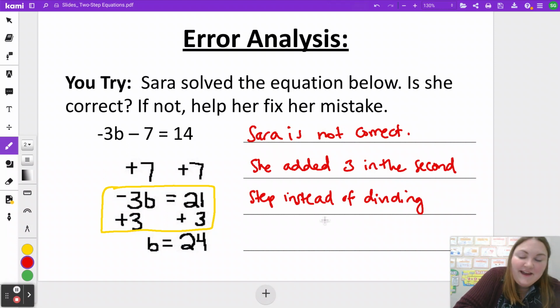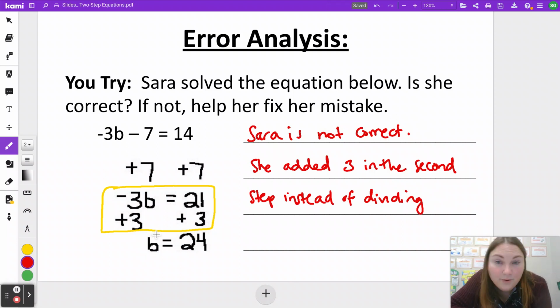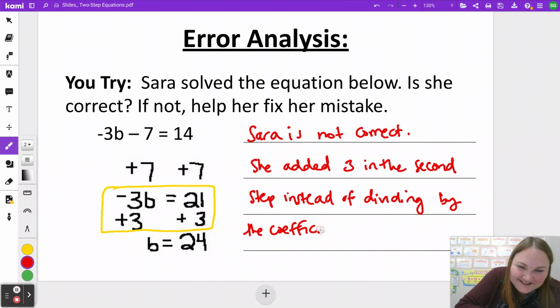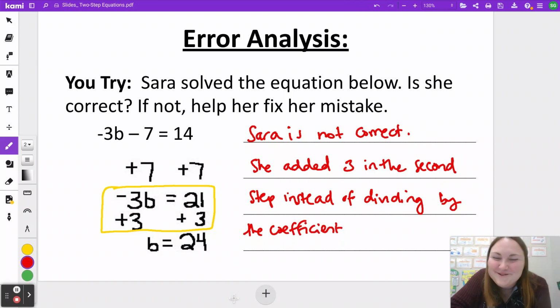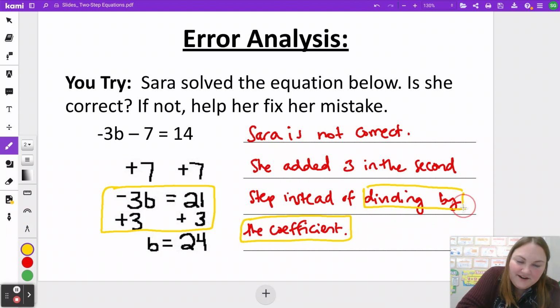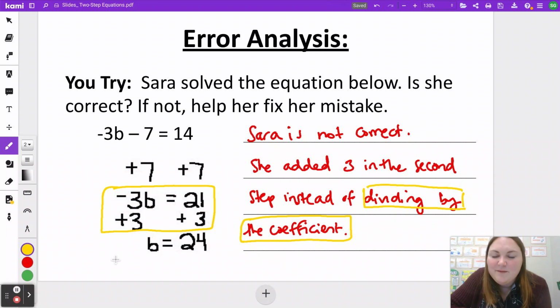Now you could say dividing by negative 3, or you could show off some vocabulary: instead of dividing by the coefficient. Again, that's a great opportunity to use that word. Anything like this. The parts I would really be looking for if this was a homework question is this idea that we need to divide by the coefficient. This is the most important part here, is if you're mentioning in your answer something about dividing by negative 3 or dividing by the coefficient, that is the most important part.